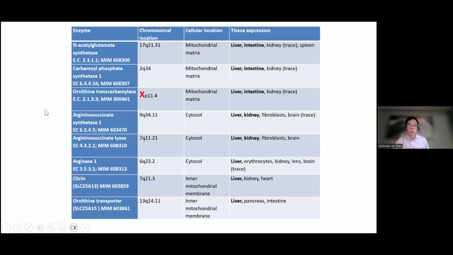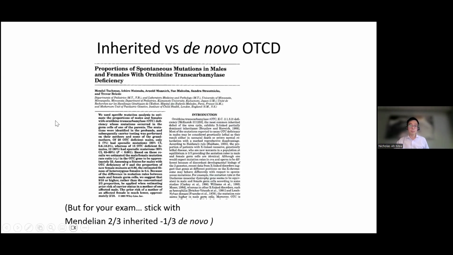For those of you who are following this lectureship series for exam preparation, once again, this is an X-linked condition, and it is the only urea cycle disorder that is such. As a result, it is the only urea cycle disorder in which you will commonly see de novo variants that cause disease.